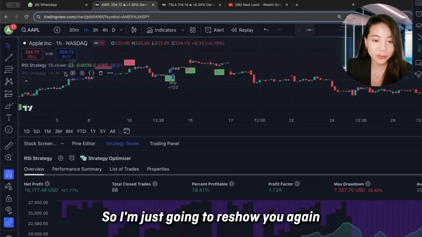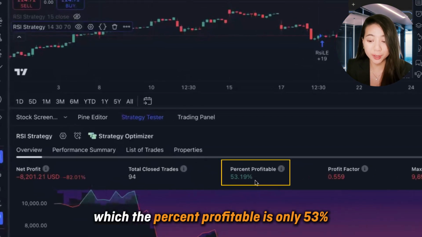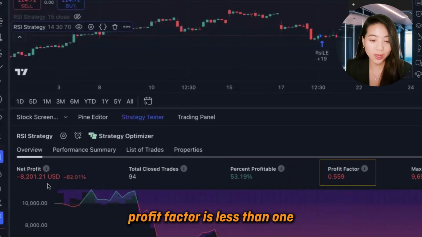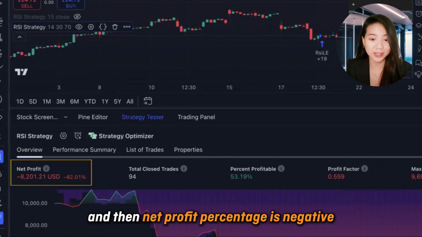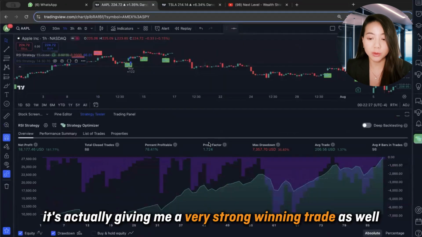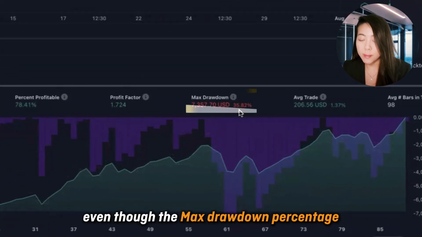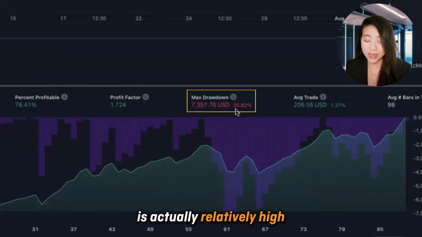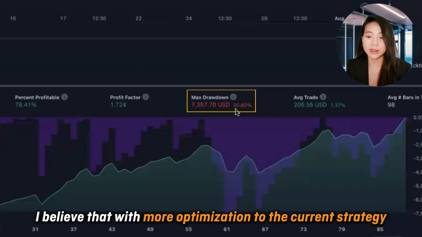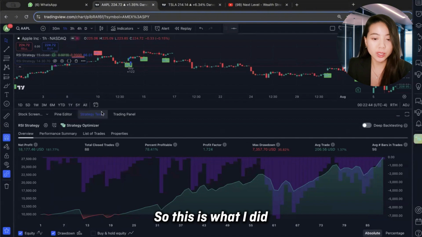I'm just going to show you again the standard one, where the percent profitable is only 53%, the profit factor is less than 1, and the net profit percentage is negative. Whereas my very own RSI strategy is actually giving me very strong winning trades as well. You can see from the equity curve, even though the max drawdown percentage is relatively high, I believe that with more optimization to the current strategy, this percentage can be reduced as well. So this is what I did.